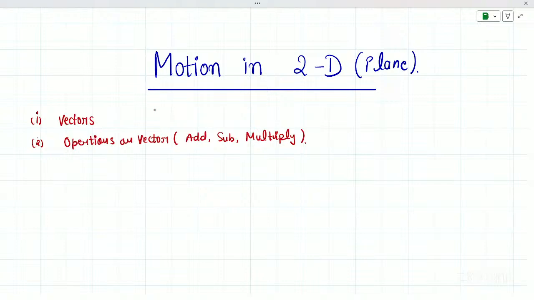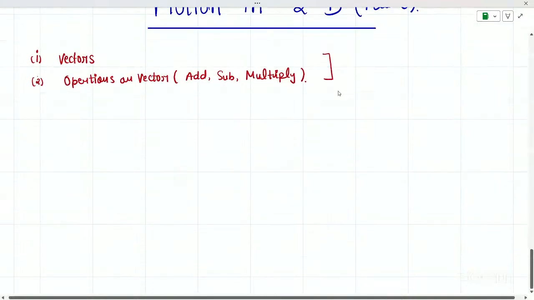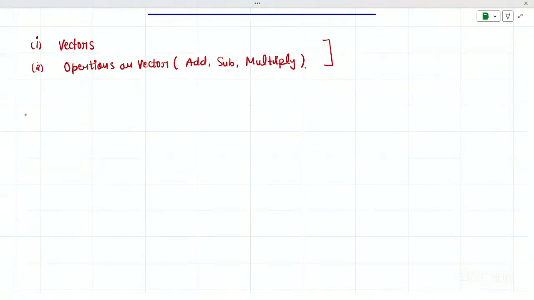So for today, we will confine this lecture to these two topics only. Then in further classes, we will analyze the projectile motion on the plane, then projectile motion on an inclined plane. So these are the topics of this chapter. Okay. Now let's just start with the vectors. Now, what is vector? First of all, we should write the definition.